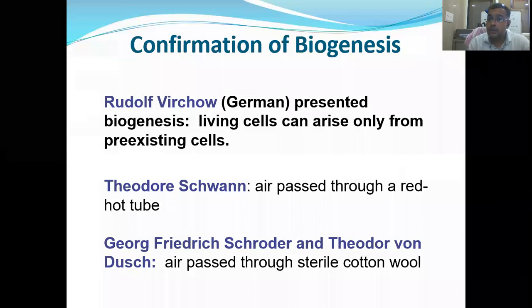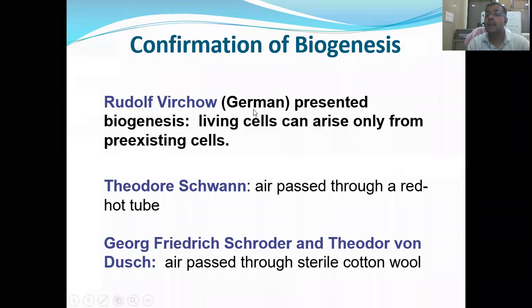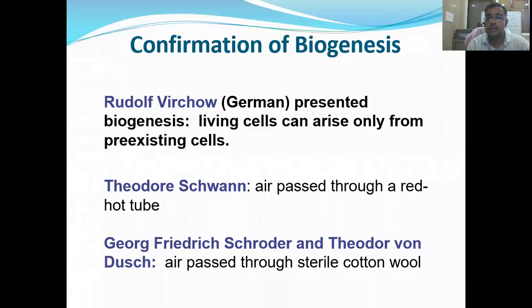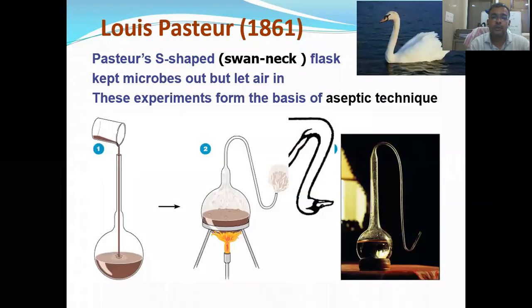Rudolf Virchow was an important contributor. He proved that a living cell can arise only from a pre-existing cell. So that supports the theory of biogenesis. Then Theodor Schwann also supported this theory, and other scientists also supported it. Besides these, the important contribution for confirmation of biogenesis was given by Louis Pasteur.